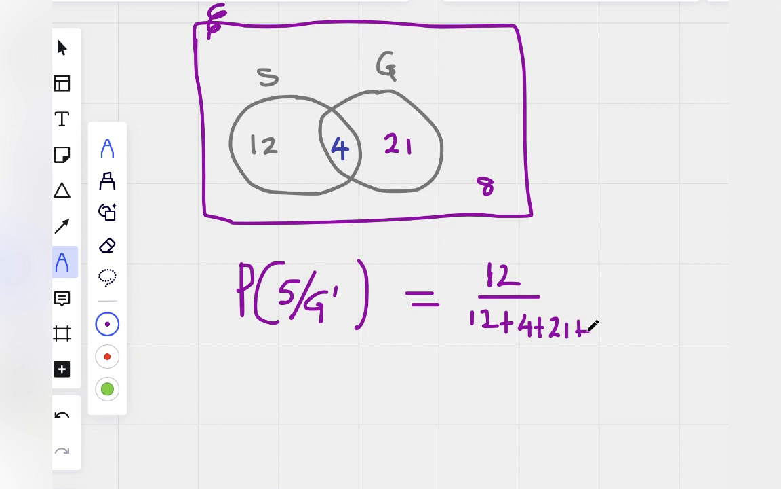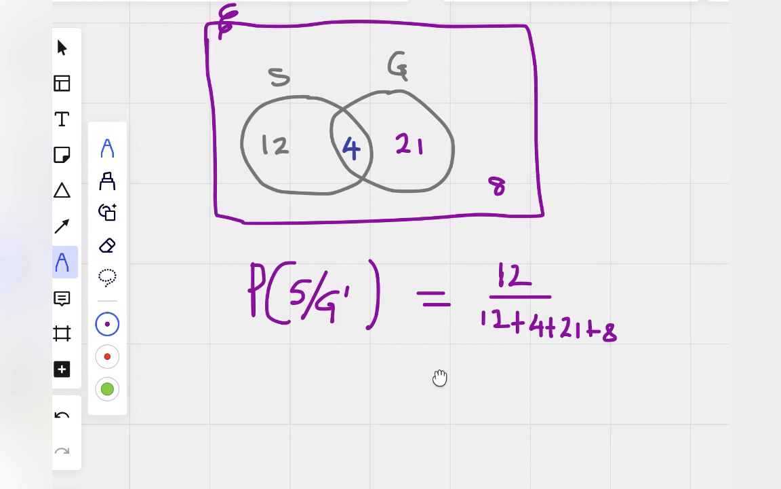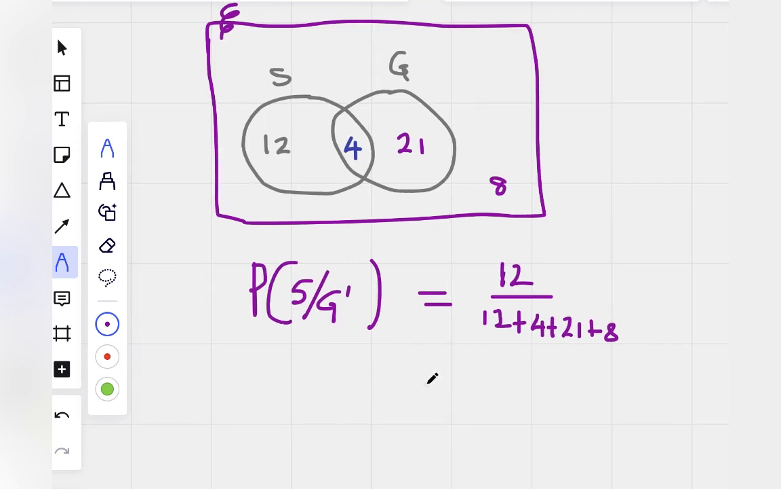So what does that sum up to? We find the total. 12 plus 4 is 16. 16 plus 21 is 37. 37 plus 8 is 45. So this gives us 12 over 45. The probability is 12 over 45.